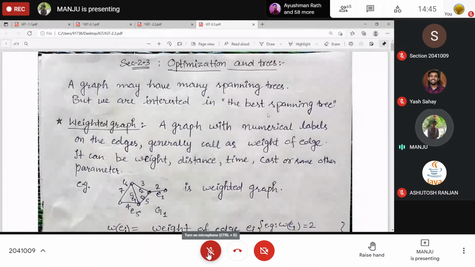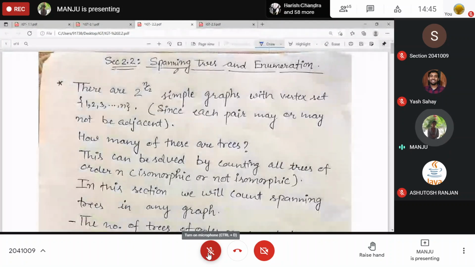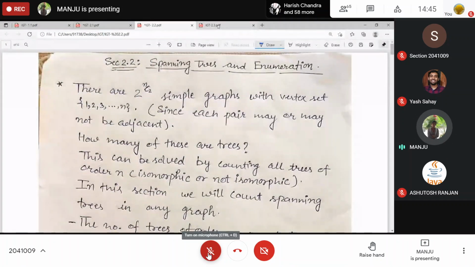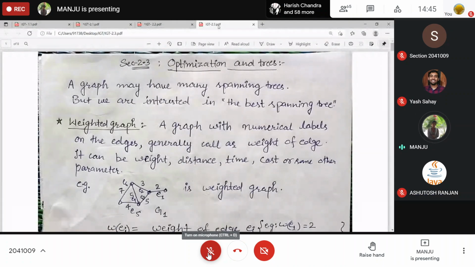Then we discussed optimization in trees. In this one, a weighted graph was given, right? So in the last one, 2.2, many spanning trees exist, right? We found, for example, for the kite, there are 8 spanning trees, and for this type of graph also, there will be 8 spanning trees. This is the part of the kite. For this one, 8, and this edge will come in every spanning tree. That's why 8 spanning trees.